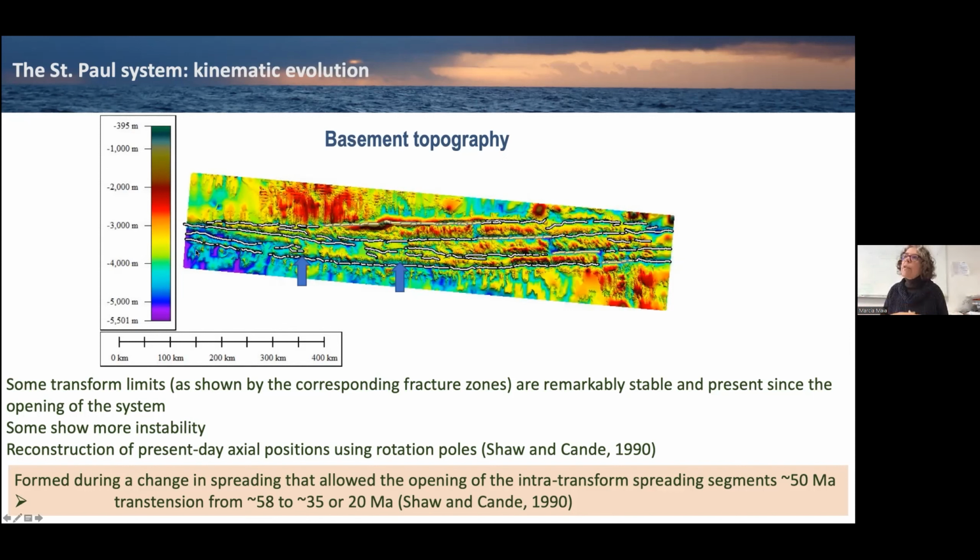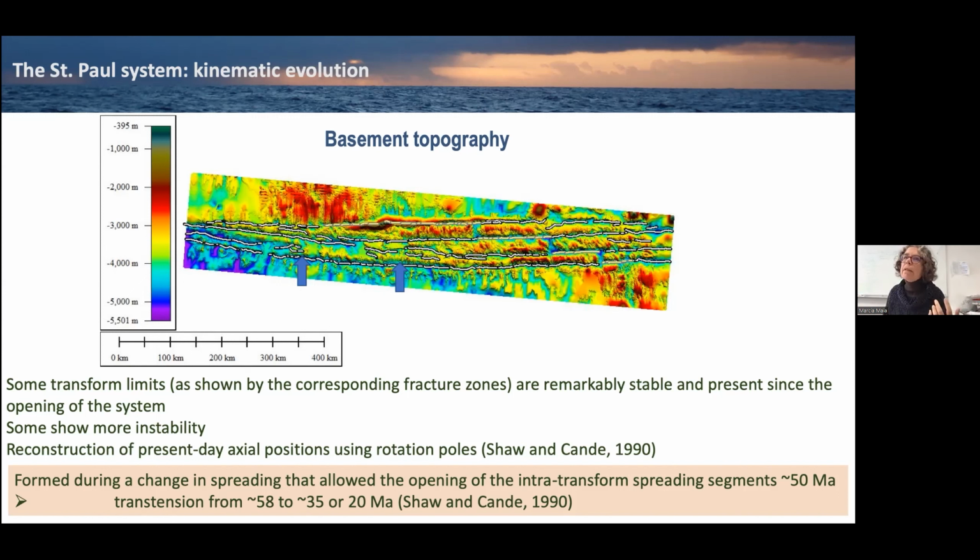So what we did in order to study the time evolution is that we took the present-day position of the ridge axis and we reconstructed it in the past using rotation poles. We chose those of Shaw and Kendall that were published in 1990 because they fit well the VIMA ages. And we mapped the discontinuities. So the first thing that we can see is that some transform limits, as for example, the fracture zone that is connected to the southern transform, actually is very stable in time. It's something that remained there since the opening of the system.